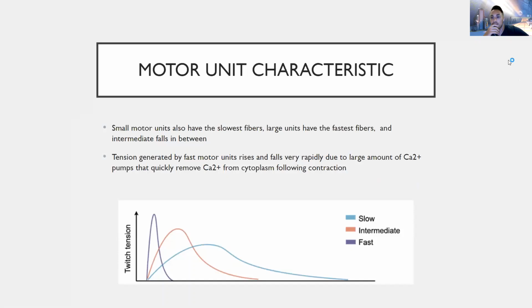Small motor units also have the slowest fibers, and large units have the fastest fibers. So the tension generated by the fast motor units will rise and fall very quickly. As you can see from the graph, which is also the graph that Dr. Azizi was referring to, as soon as tension goes up, it will come all the way back down almost instantaneously. Compare that to the slow line here, the light blue color, where you'll see a very steady, slow rise to the peak tension, and then it goes down very, very slowly.